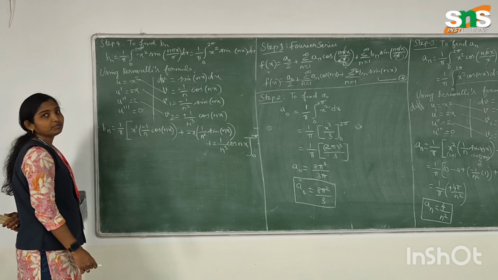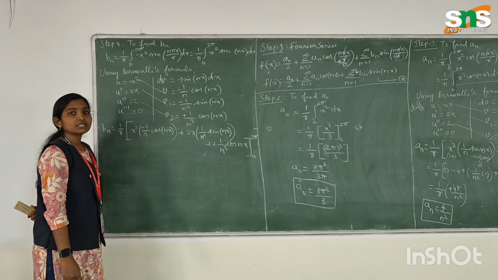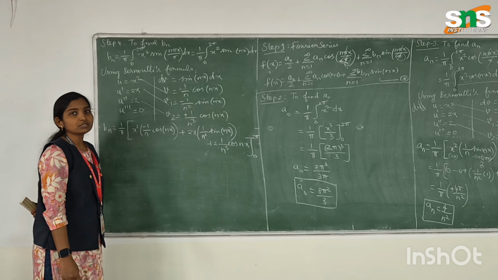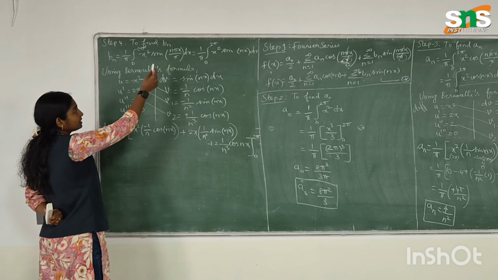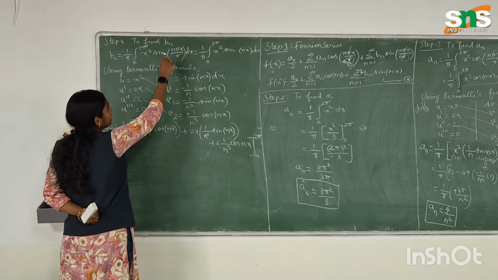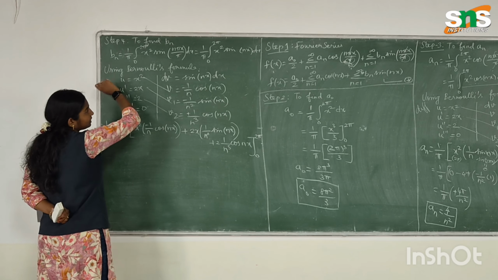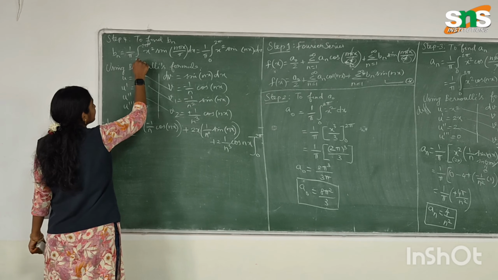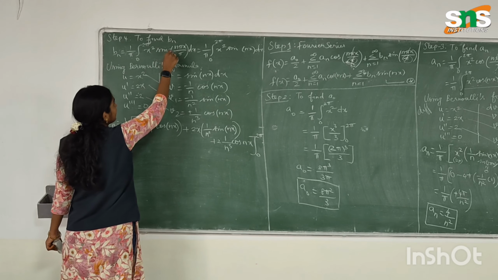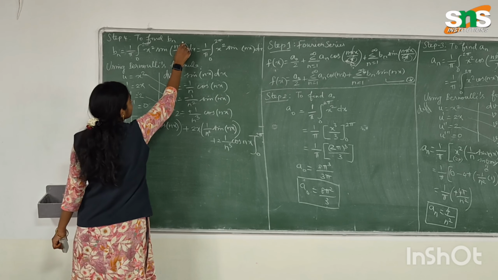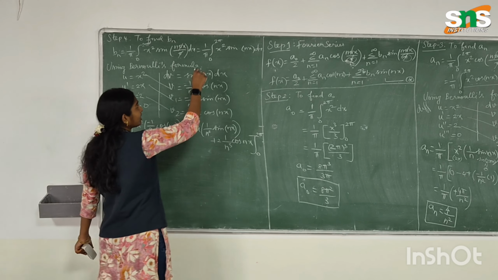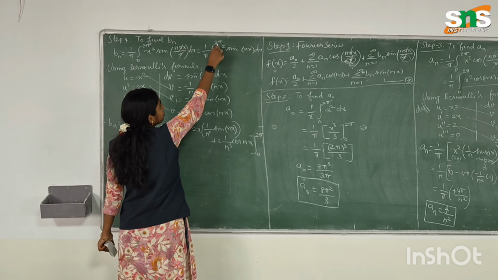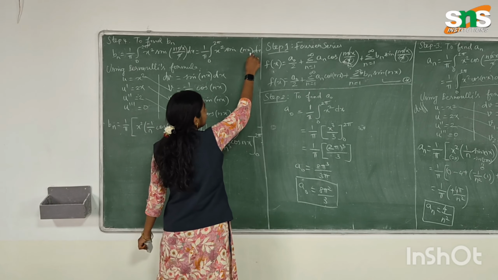What is the formula to find Bn? It is 1 by L integral c to c plus 2L f of x into sin n pi x by L dx. In that, you are going to substitute L as pi and the limit as 0 to 2 pi and f of x as x square. So what is your Bn now? 1 by pi integral 0 to 2 pi x square into sin n pi x by pi dx. So this pi and this pi will get cancelled, so that the value becomes 1 by pi integral 0 to 2 pi x square into sin nx dx.